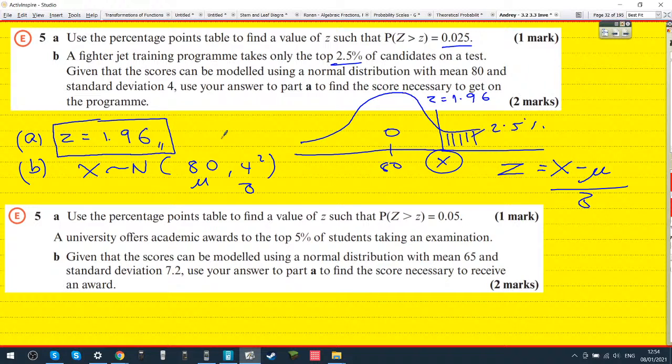So we're going to do 1.96 equals X minus 80 over 4. Yep.